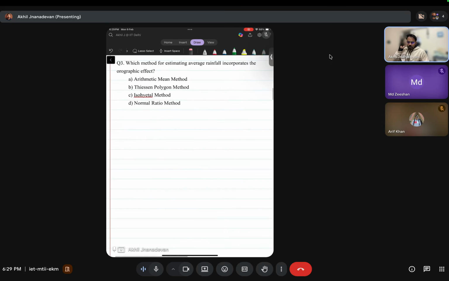So we can move on to the third question. This question is related to estimating the average rainfall. If you remember, if you have gone to the lectures, first we saw how we can measure precipitation. The ground data is measured using an instrument called a rain gauge.